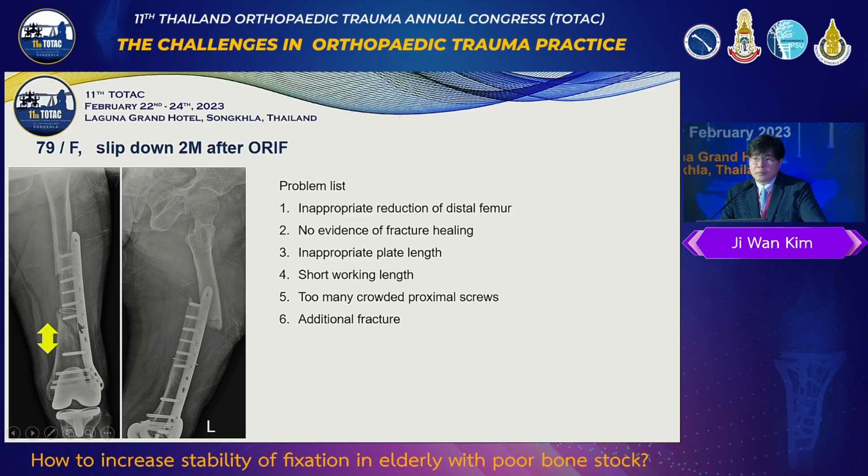Working length means the distance between the most distal screw of the proximal part and the most proximal screw in the distal part. This working length is short, with too many crowded proximal screws and an additional peri-implant fracture.